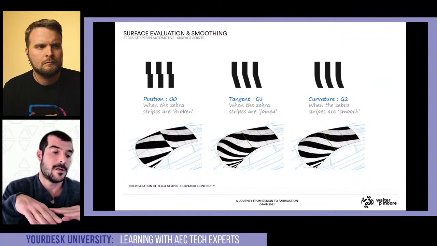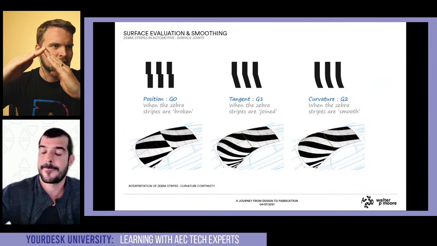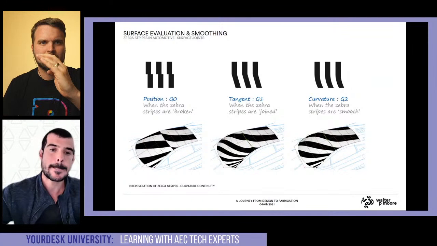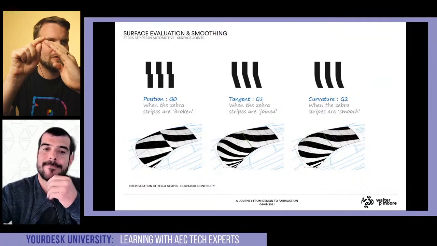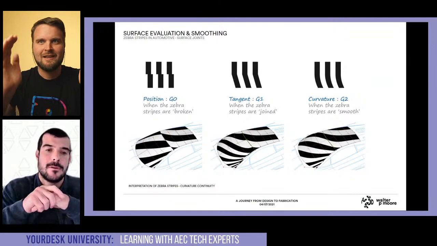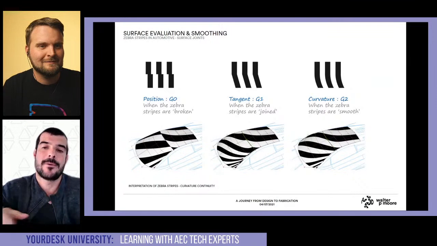So in G0 they're touching, and in G1 they have the same curvature or direction at that point. I'm getting a little too loud, sorry guys. And at G2, they have that reflective, smooth look. G2 is also called radial continuity.